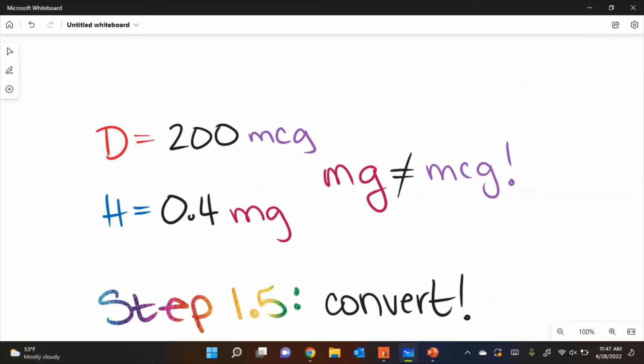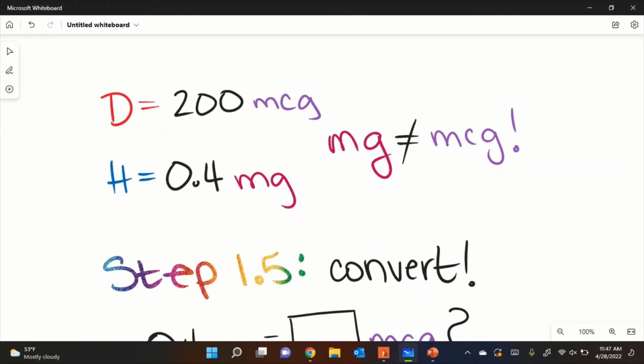Here's the problem. D is 200 micrograms. H is 4/10 of a milligram. Milligrams are not equal to micrograms. So if we were to plug this into our D over H times Q, we would have 2 different units in that fraction, and we wouldn't be able to cancel our units.